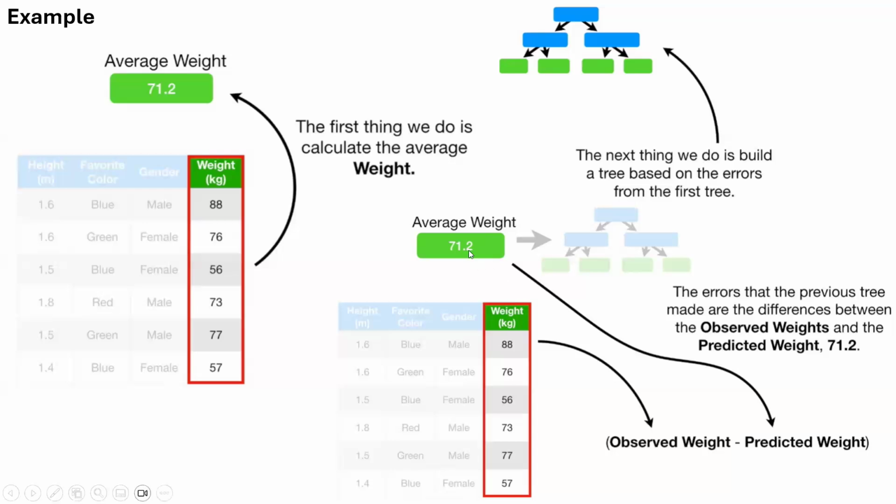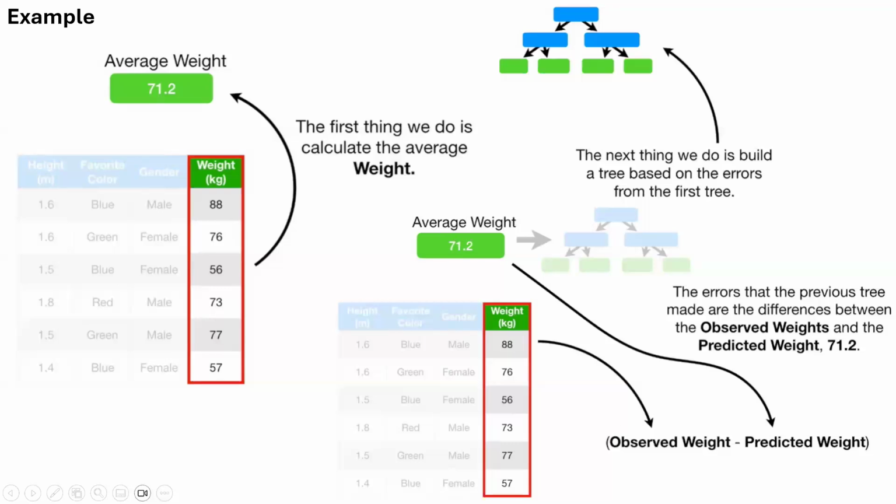When you keep on constructing multiple gradient boost trees and append all of them, this difference should get reduced. The error that the previous tree made is the difference between the observed weights and the predicted weight. What is the error for this particular patient? The actual weight of this patient is 88 and the predicted value is 71.2. That is called the error, right?